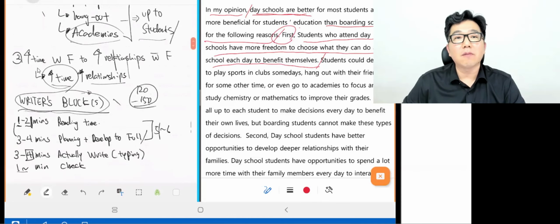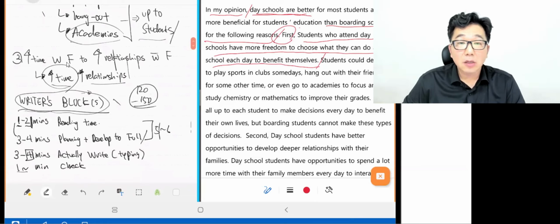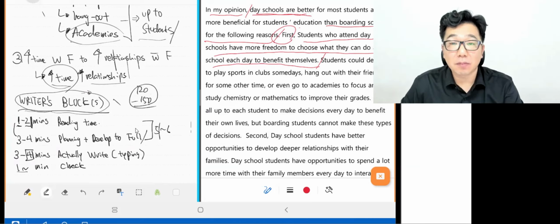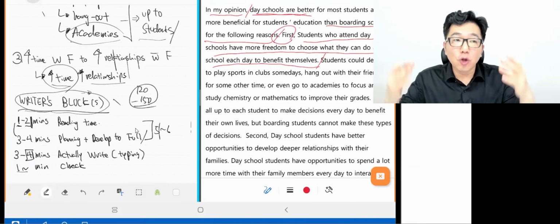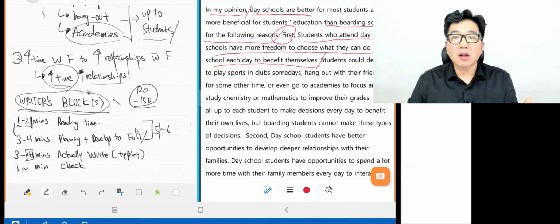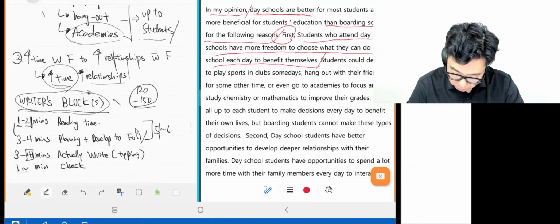Second reason, we brainstormed. Day school students have more time to spend with their family, to develop a better relationship with their family, and they can have better experiences with their family because they can simply spend more time. If you attend boarding school, you don't have a choice. You cannot see them often enough. You lose the opportunity to spend a lot of time with your family members. Okay? All right? So here we go. Where are we? Sorry. Second.